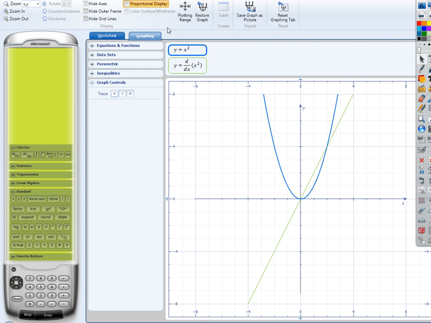So fill in the blanks here then. The graphical behavior of the second derivative, how is that related to the first derivative? Okay, and it's the same, it's just a transferred relationship, isn't it? The value of the second derivative equals the slope of the first derivative.